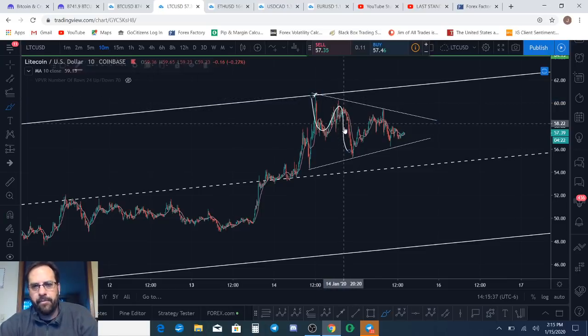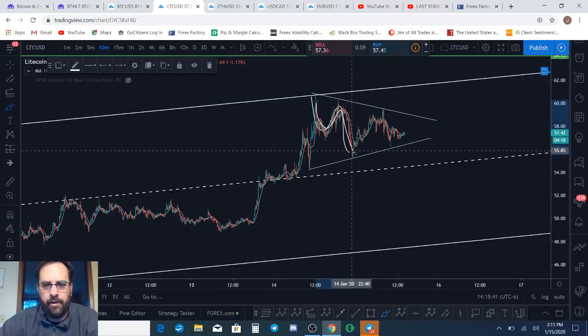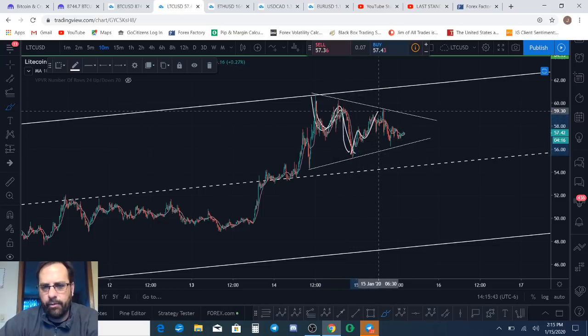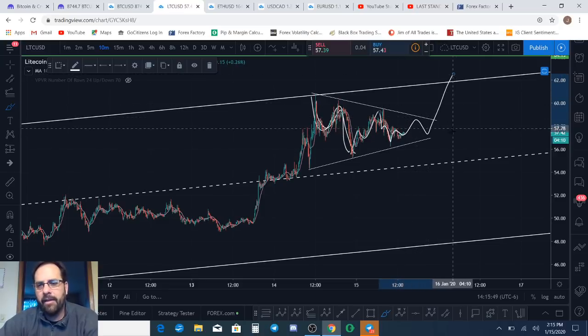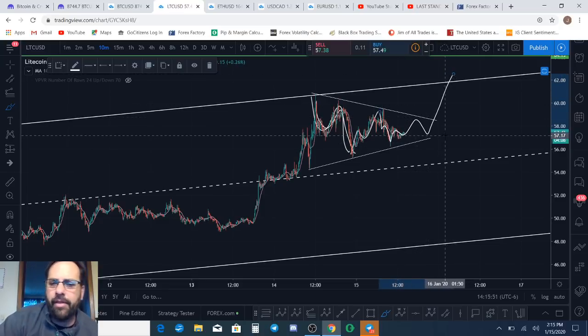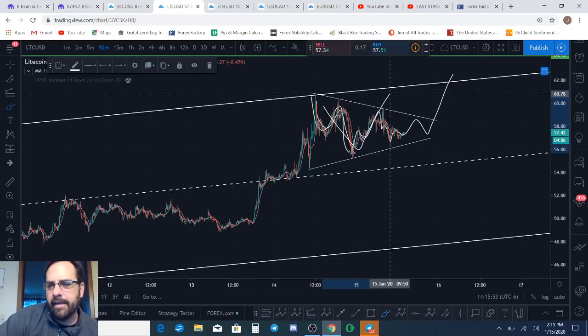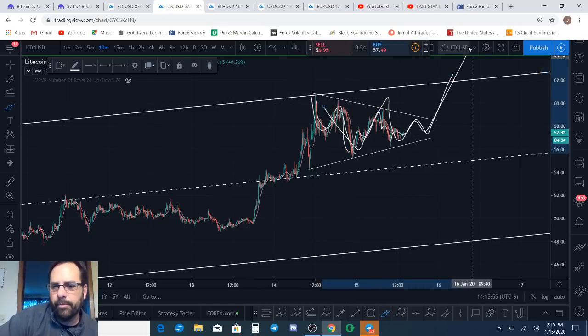I don't like that for a triangle. I'd like to see only one touch. For ideal sake there, we got another 3-wave move to the downside. So I'd like to see a 3-wave move here and then a back and then a breakout. That would be kind of an ideal thing, guys. So then you'd have an A, B, C, D, E, and then boom, you'd be off to the races.